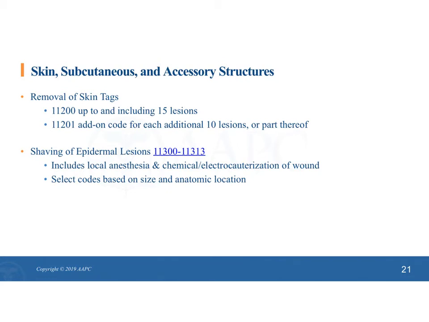The shaving of epidermal or dermal lesions is a removal of a single lesion by transverse incision or horizontal slicing without full thickness dermal incision. These procedures include local anesthesia and chemical or electrocauterization of the wound. The codes are selected based on the size of the lesion and where on the body it is located. These types of lesion removals do not require suture closure.